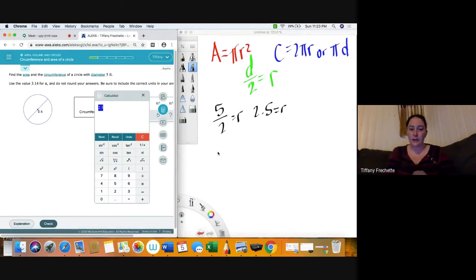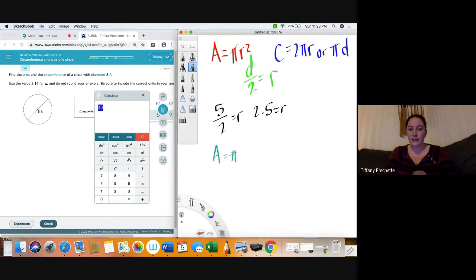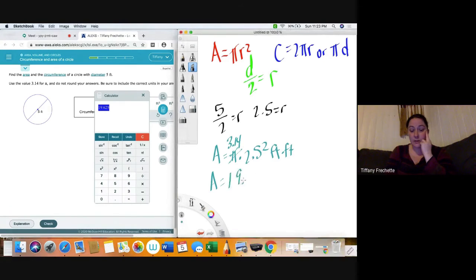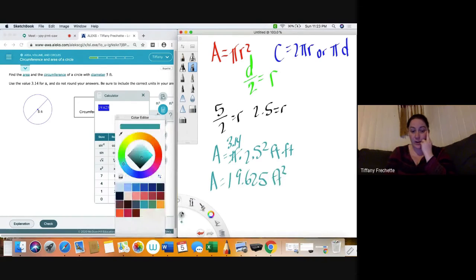So we're going to go area equals pi times r squared. We just found r is 2.5. Remember, each one of these 2.5s has feet on it, so at the end, we're going to have to put feet squared. Instead of pi, remember in the calculator, you're typing 3.14. So we're going to go 3.14 times 2.5 squared equals 19.625 feet squared.